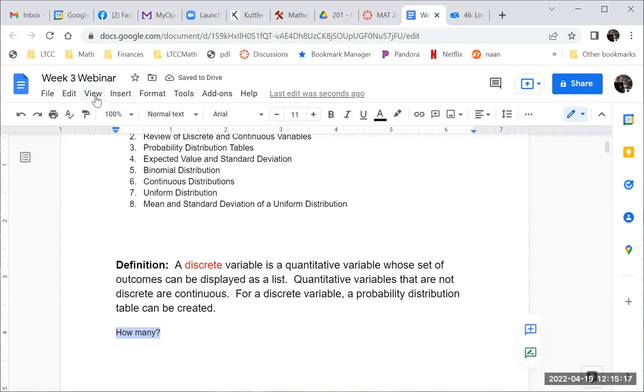So if it's a how many kind of question, okay, it's not perfect, but it works real well for a lot of types of things. If you can reword it as a how many, then that's almost always a discrete variable. So that'd be like, how many pairs of shoes do you own? Okay, and you could list all the possibilities.